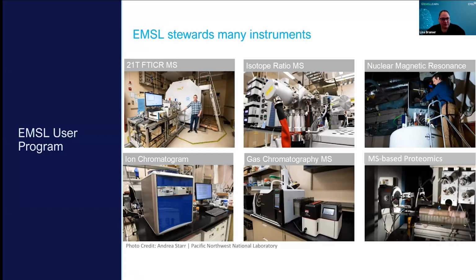So the EMSL user program and EMSL in general stewards many different instruments, many of which you see here, all the way from the world-class 21 Tesla FTICR instruments to NMR and other types of mass spec-based omics. And as you can imagine, this creates a lot of data, and a lot of you have user proposals where you're generating these types of data, or you may be generating similar types of data at other institutions.